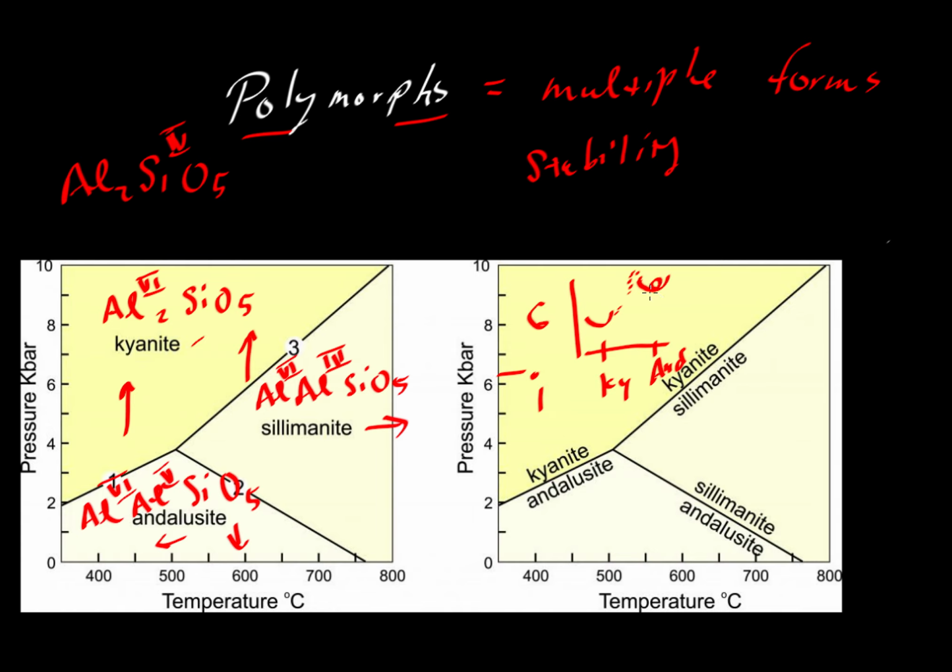But basically the bottom line is that if we're in this field here, then sillimanite has the lowest Gibbs free energy. If we're in this yellow field here, then kyanite has the lowest Gibbs free energy. By the same token, in this field here, andalusite has the lowest Gibbs free energy. So that's it for polymorphs. These are crystals or minerals that have multiple forms, and the multiple forms that we see in nature are going to be controlled by the Gibbs free energy, what is stable, and they'll be differentiated based on their structure.